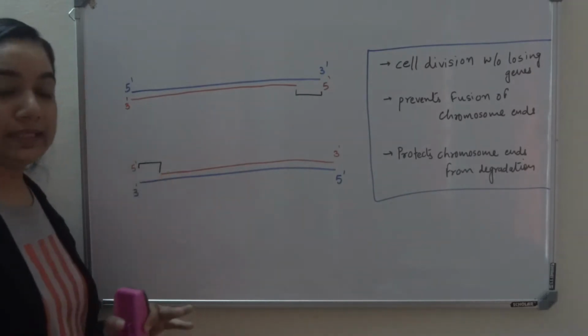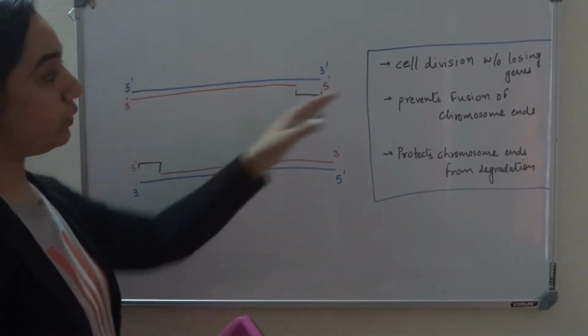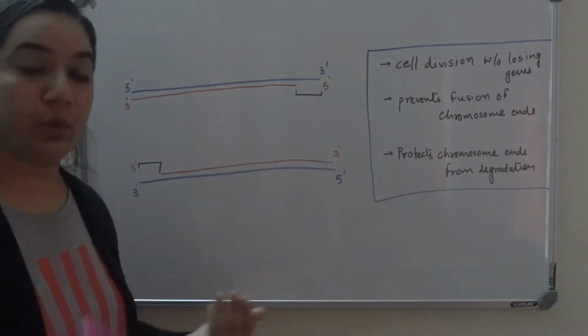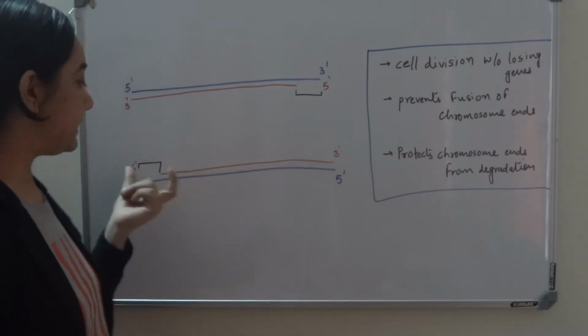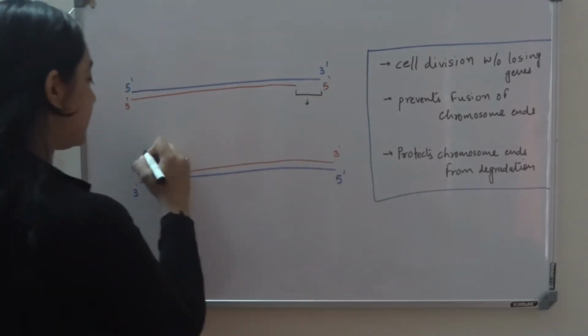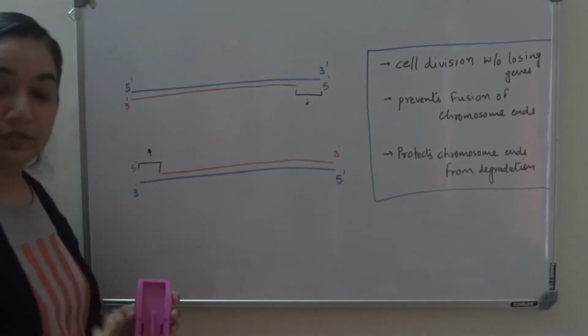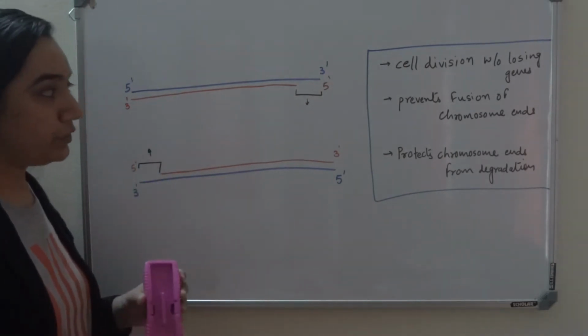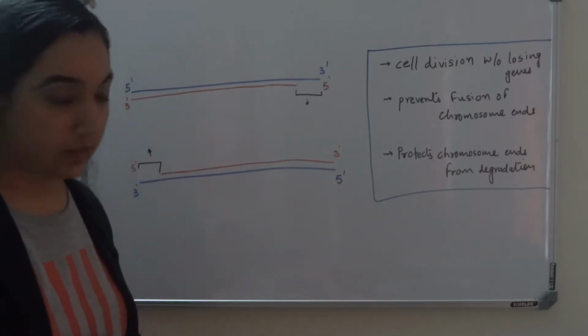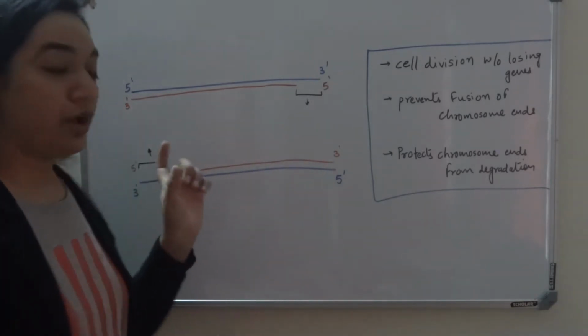But now how will this gap be filled? Because there is no free 3' OH and there is no primer available. So polymerase enzyme cannot fill in this gap. So you are losing a part of your chromosome. You are losing some important genes. What if these genes are really important? They code for some specific proteins, or gene products are really required in the cell. So you're losing that particular portion.